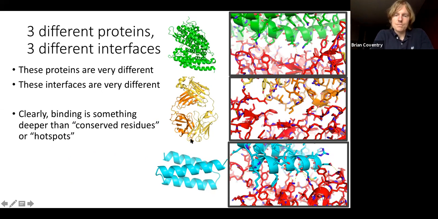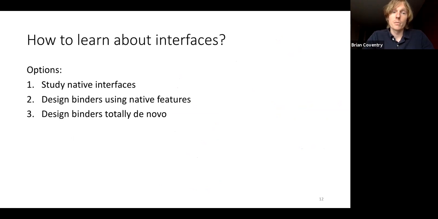And so the thing you can start to see here is that, back in the day, people studied interfaces, and there's the various ideas of hot spots, conserved binding loops and such, and certainly those things do matter. But there's something deeper going on here. Perhaps there's some physical fundamentals underlying this that, if we understood them, we could make any interface we wanted. And so how do we go about learning about them?